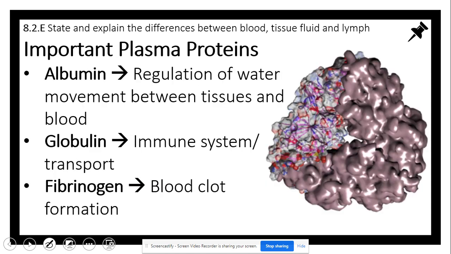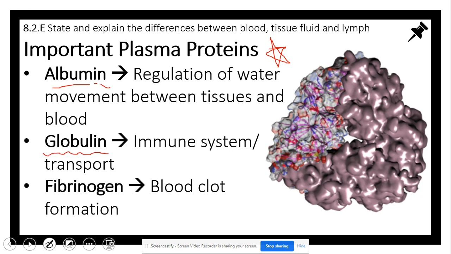Ooh, three important proteins that live in your plasma. Well, they don't live, but three important proteins in your blood plasma. Albumin regulates water movement between tissues and blood. You don't want your blood to be too watery, too diluted, or too concentrated, not watery enough. So albumin can actually kind of absorb and let go of water as needed. This is also what makes egg whites have their consistency.